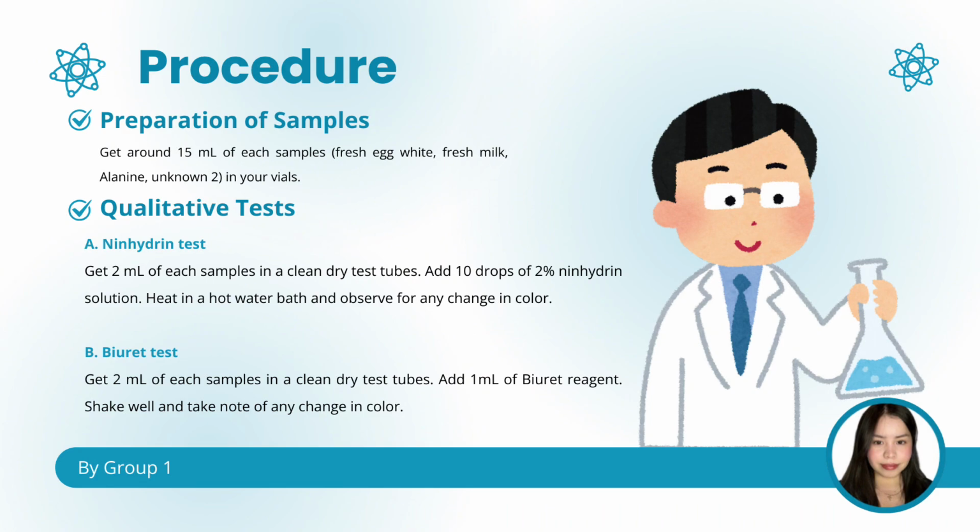For the qualitative tests, in test A, the ninhydrin test, get 2 ml of each sample in clean, dry test tubes. Add 10 drops of 2% ninhydrin solution. Heat in a hot water bath and observe for any change in color. Letter B, biuret test. Get 2 ml of each sample in clean, dry test tubes. Add 1 ml of biuret reagent. Shake well and take note of any change in color.